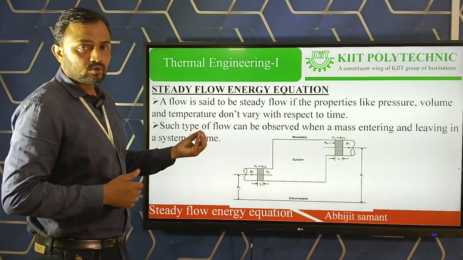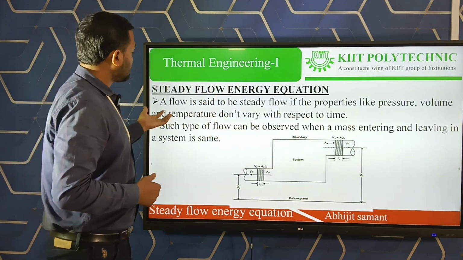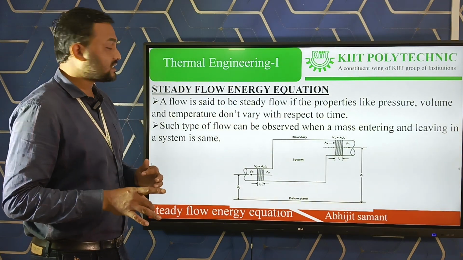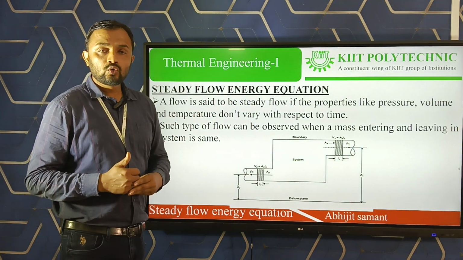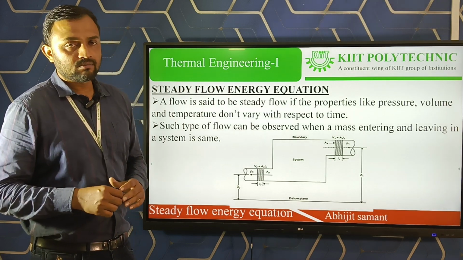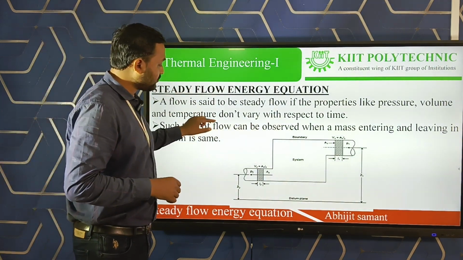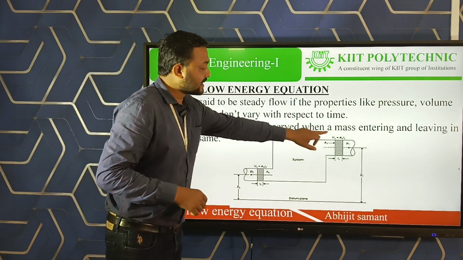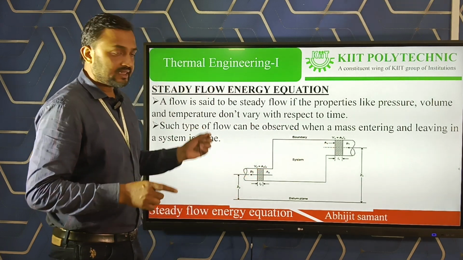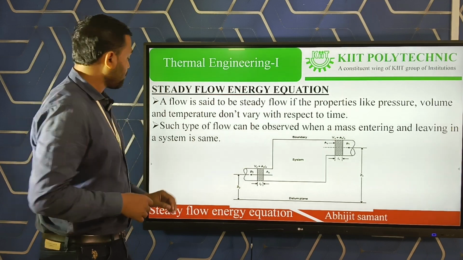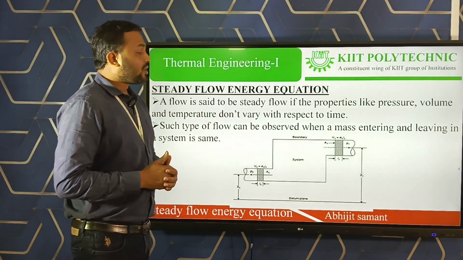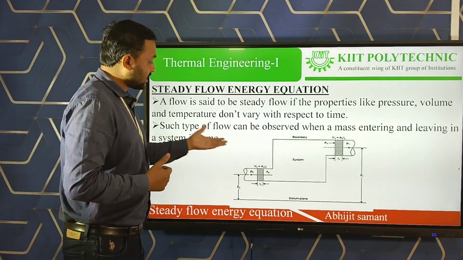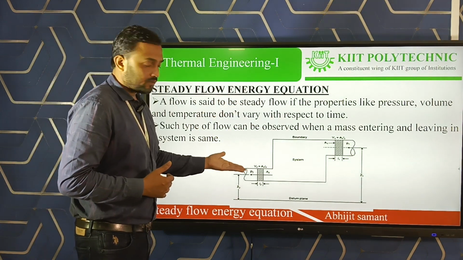What do you mean by steady flow? Or what is a steady flow? The flow is said to be steady flow if the properties like pressure, volume, and temperature do not vary with respect to time. It means that if the pressure, volume, and temperature at the inlet and at the outlet are the same, then it is known as steady flow. Such a type of flow can be observed when the mass entering and leaving the system is the same.